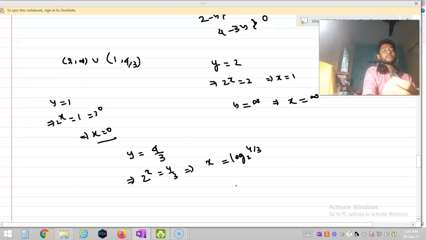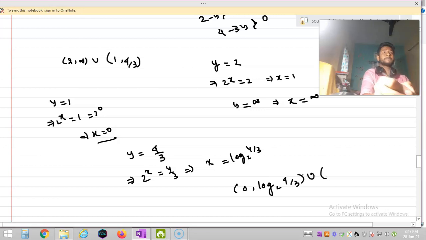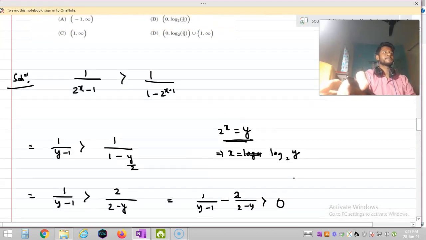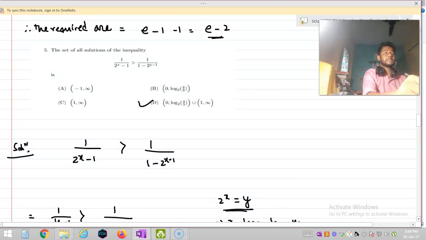So the range of x which satisfies the given inequation is (0, log 2 base 4 by 3) union (1, infinity). If you choose any values of x which lie in this range, it satisfies our given inequation. So let us see the options. This is our correct option. Option D is our correct option.